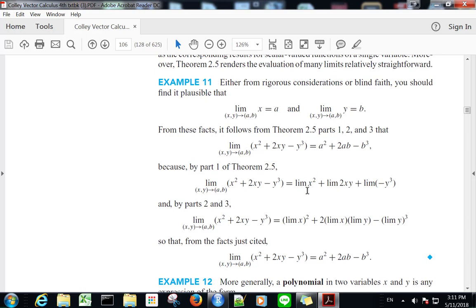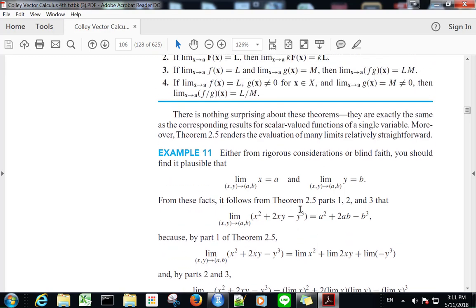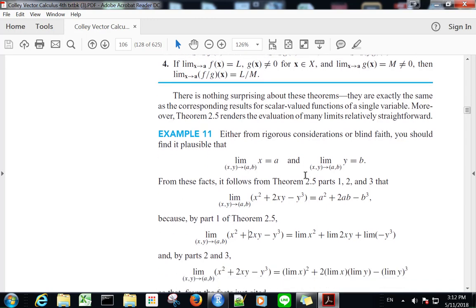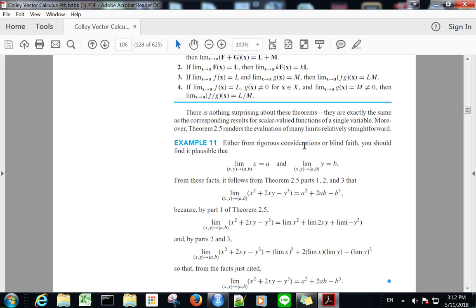and then this is the limit of x squared. That can be written as the limit of x quantity squared. That's because of part number 3 here, this thing. And number 3 here. And this one is also number 3, and this one is number 3, and this is number 2 actually also, because we can take the constant out like that.